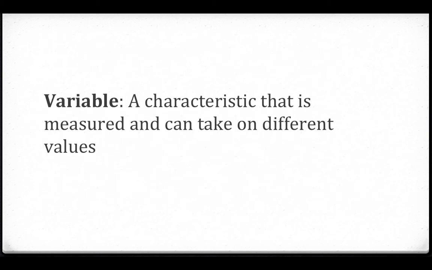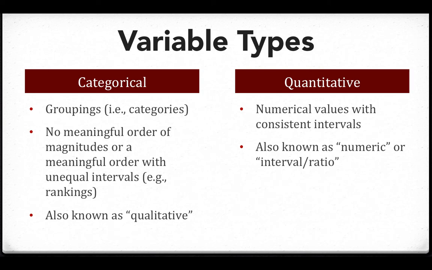First, variable. This is a characteristic that is measured and can take on different values. In other words, it's something that varies. The research studies that we'll look at this semester could have one variable or multiple variables. Variables may be classified as categorical or quantitative. It is important that you can correctly classify variables as categorical or quantitative because the variable type impacts the graphs that you can make and the analyses that you should perform.